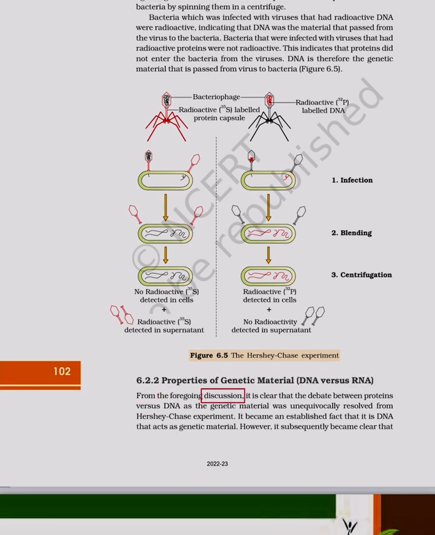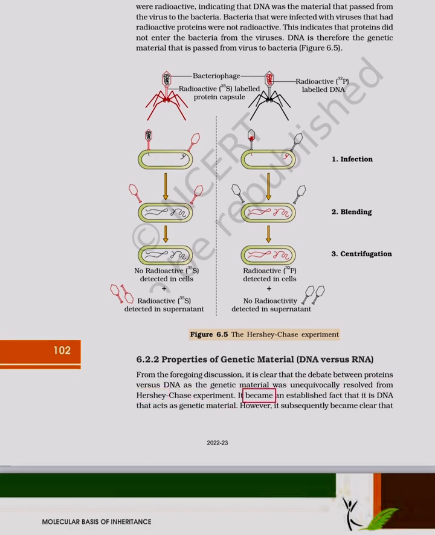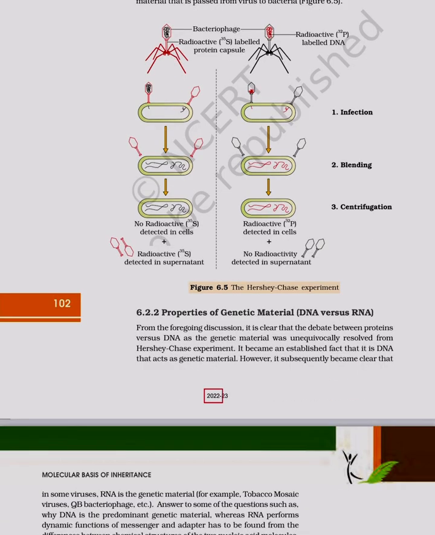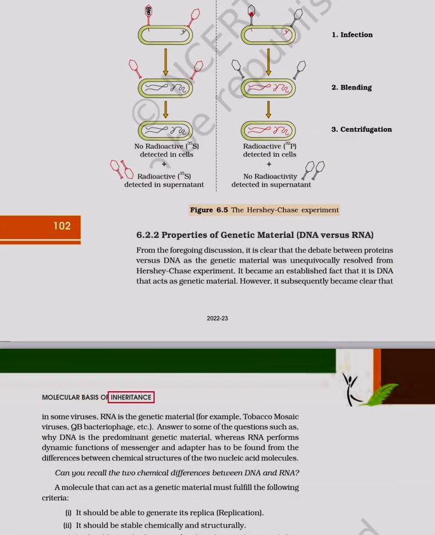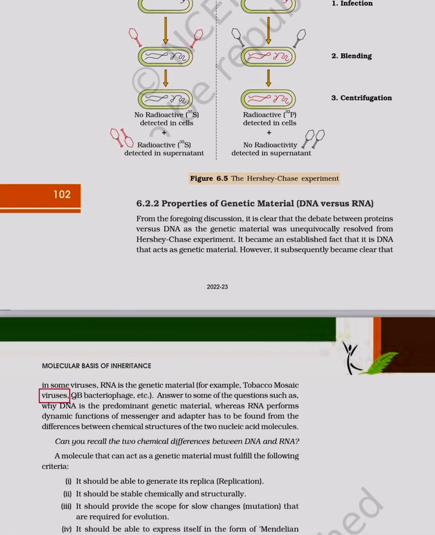From the foregoing discussion, it is clear that the debate between proteins versus DNA as the genetic material was unequivocally resolved from the Hershey-Chase experiment. It became an established fact that it is DNA that acts as genetic material. However, it subsequently became clear that in some viruses, RNA is the genetic material. For example, tobacco mosaic viruses, QB bacteriophage, etc.